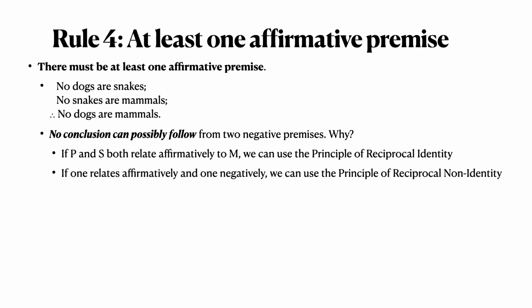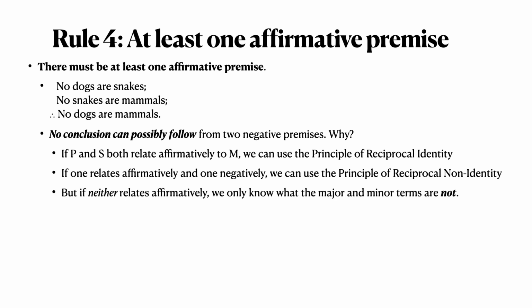All right, but what if one of them relates affirmatively and one of them negatively? That's still okay. We have the principle of reciprocal non-identity. We compare the major to the middle and the minor to the middle. And if one of them matches, so to speak, and the other one doesn't, well, we know that they're not the same, right? They must be different from each other. What we don't have is any principle that helps us if neither one of them relates affirmatively. Then we only know in that circumstance what the major and minor terms are not.